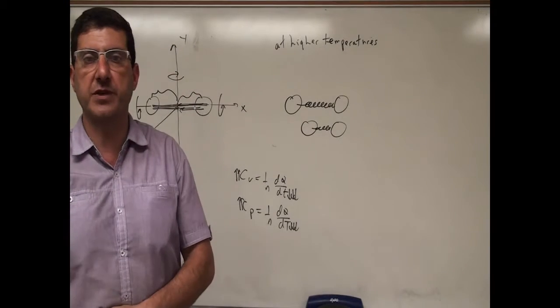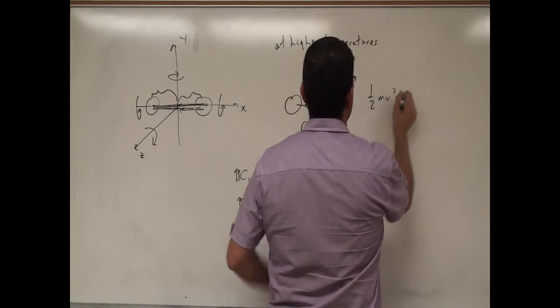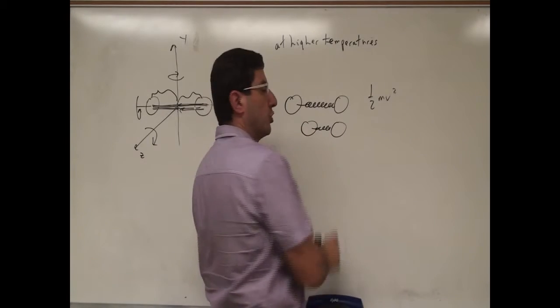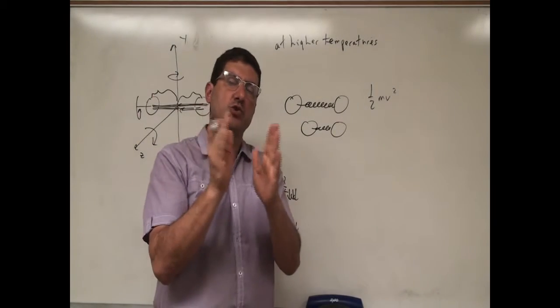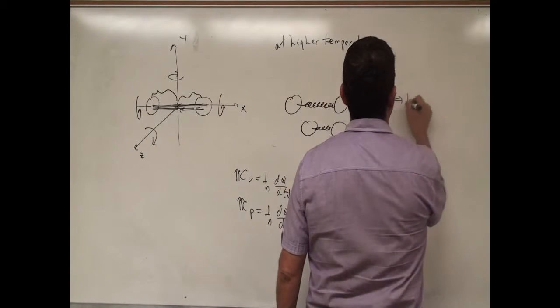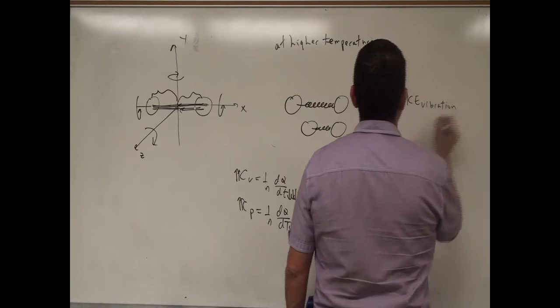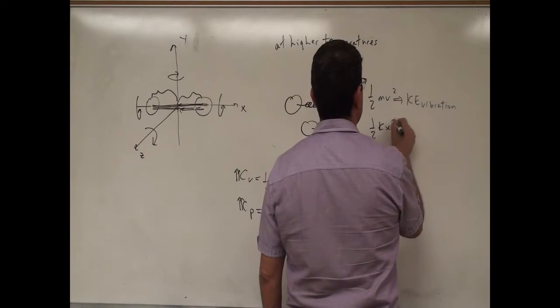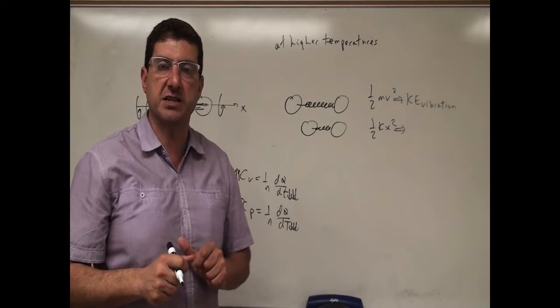So how many degrees of freedom are we adding? We're adding 1/2 mv squared for this motion, right? It's almost like a block and a spring problem. We're going to add the degree of freedom having to do with the kinetic energy of vibration, right? So this is the kinetic energy of vibration, right? And then we're going to add a degree of freedom having to do with the potential energy of a spring-block system, right?